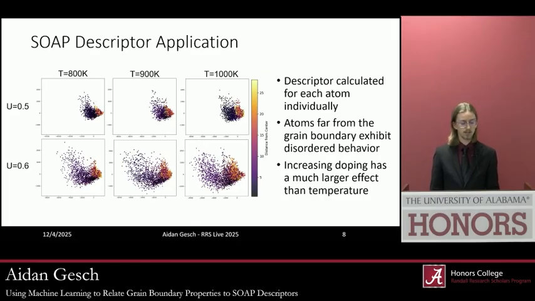The dark color is near the grain boundary, where descriptors are very spread out, which indicates a very chaotic structure. The bright colors are far from the grain boundary, and those have much more uniform properties. We can also determine that increasing the doping percentage has a much higher effect on the descriptor than increasing the temperature. This matches our established knowledge.